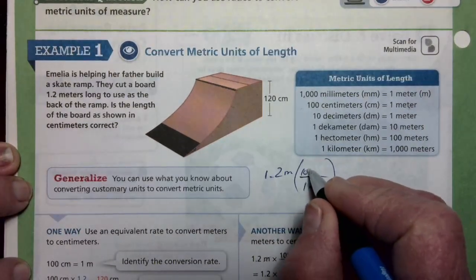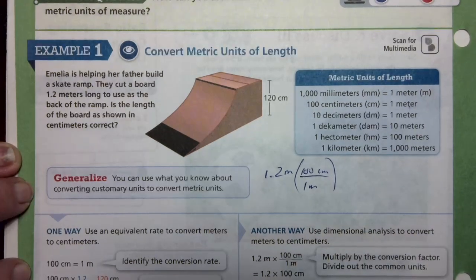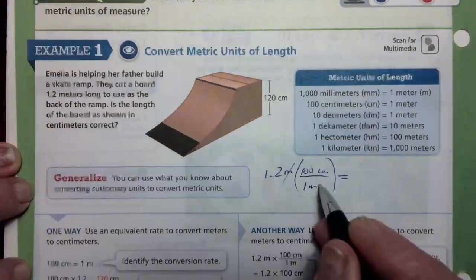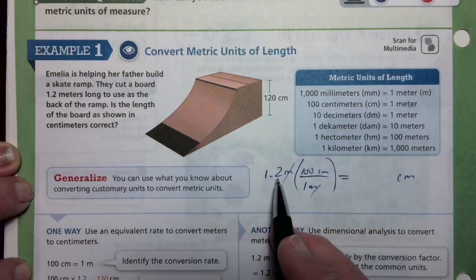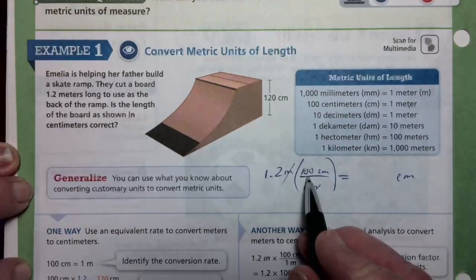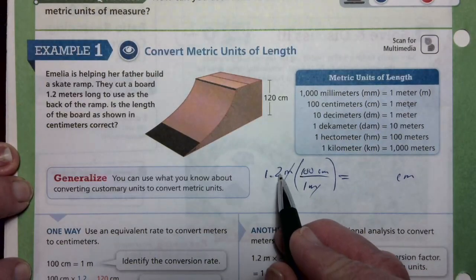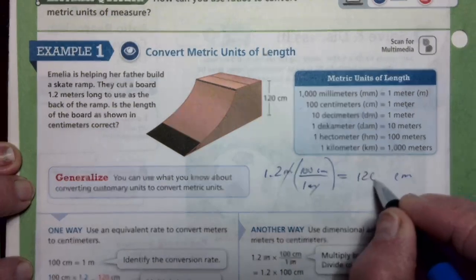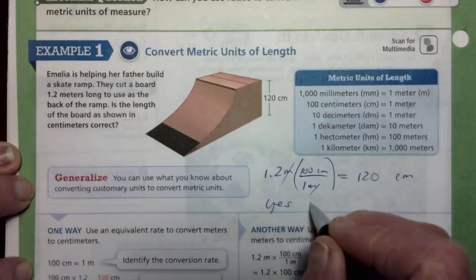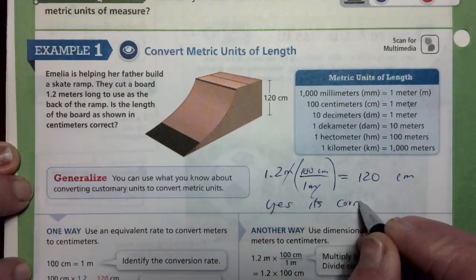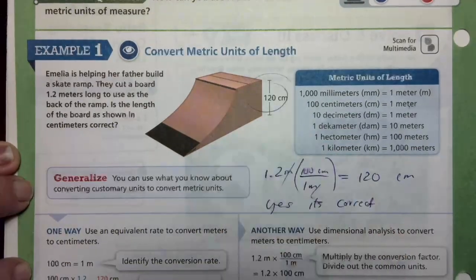So I want the 1 meter part in the bottom. I want the 100 centimeters in the top. Now meters are gone and my answer is going to be in centimeters. What is 1.2 times 100? Well, when we multiply by powers of 10, it moves our decimal 2 places over, so it should be 120 centimeters. So yes, it's correct. That's what they have right there, is 120 centimeters.